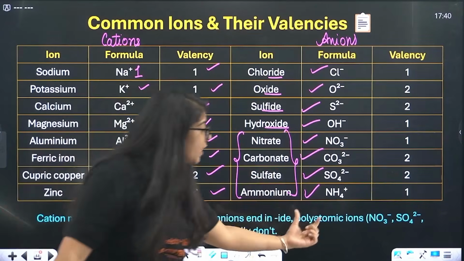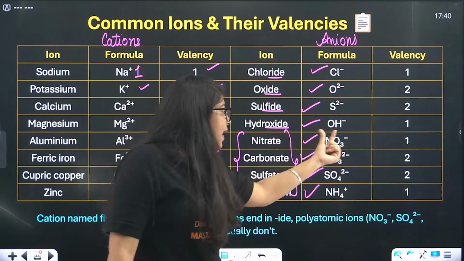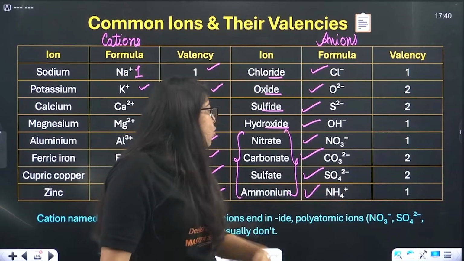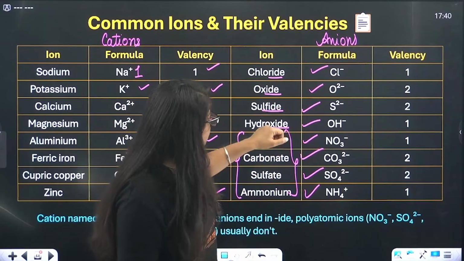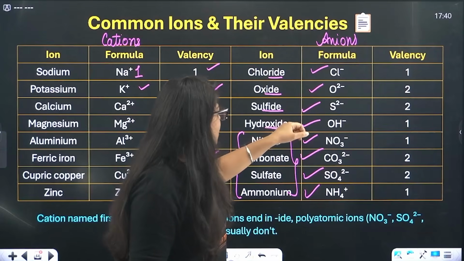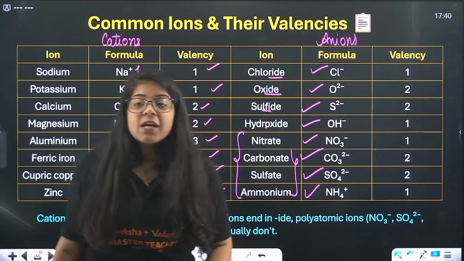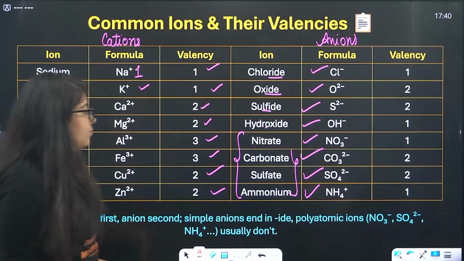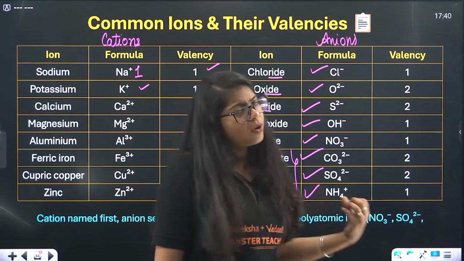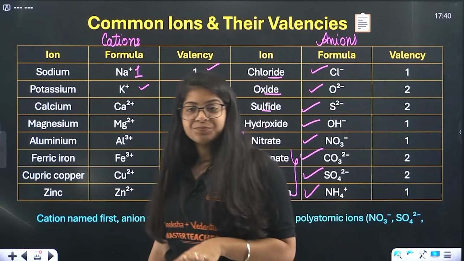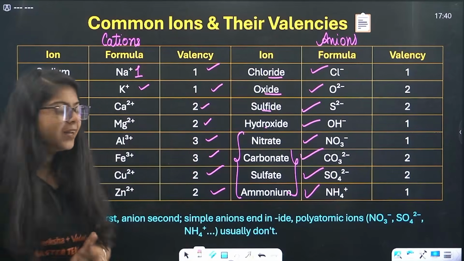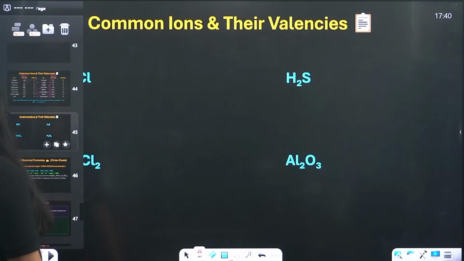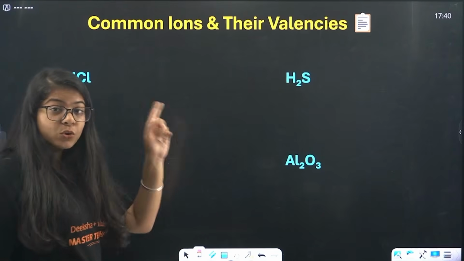But polyatomic ions mean more than one atom: N and O, more than one; C and O, more than one; S and O, more than one. Actually, hydroxide is also more than one, but some exceptions are always there in chemistry, right? So these do not end with -ide. These end with -ate, or usually they have their own name, right? Done? Understood? Okay, let's see the next thing, writing the chemical formula based on those valences.